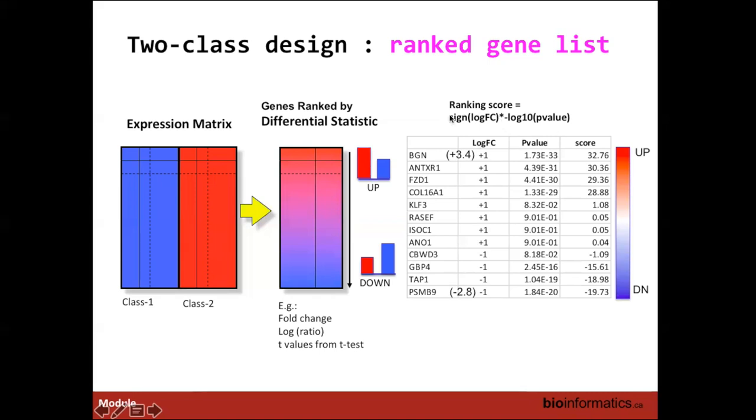The sign of the log fold change is just for the direction. We just want to extract the direction to see if this gene is upregulated or downregulated. So if the log fold change for this gene was plus 3.4, then the sign of the log fold change is going to be plus 1. And then the minus log 10 of the p-value will transform a very small p-value close to 0 into a high score, because a very small p-value is a very significant p-value. So this one is the top gene, so it's getting the highest score of 32. With this value, we rank the genes from top upregulated to top downregulated, with the non-significant genes in the middle, and we don't remove them.